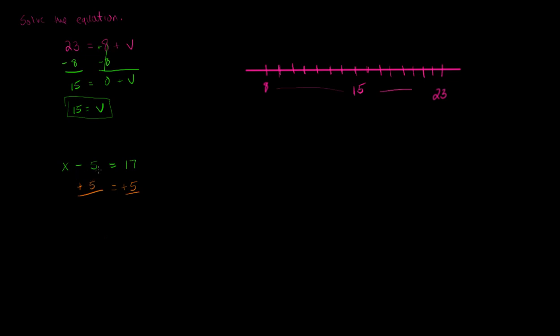Now what happens over here is that negative 5 and 5 will just cancel out, and I'm left with just x because this will go to 0. 0 doesn't really affect our equation anymore. We can let that go. And then 17 plus 5 we know to be 22. Okay, so we've again proven that x is equal to 22.